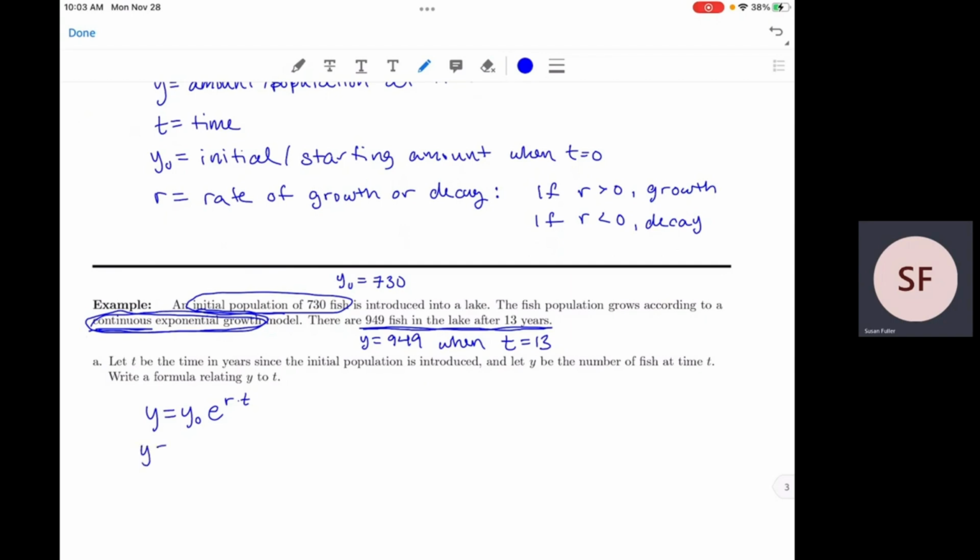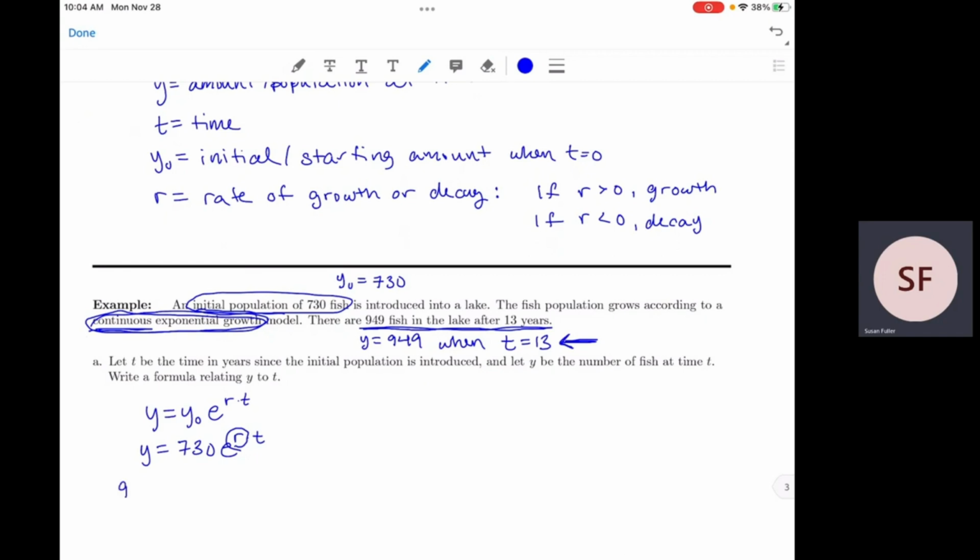So our exponential growth or decay model is going to be y equals 730 times e to the r times t. To have a formula, we need to figure out what r is. We can leave y and t as variables, but we need to figure out what this r value is. I don't know what the value of r is, and that's what we're going to use this extra piece of information for. We're going to use this to figure out what r is.